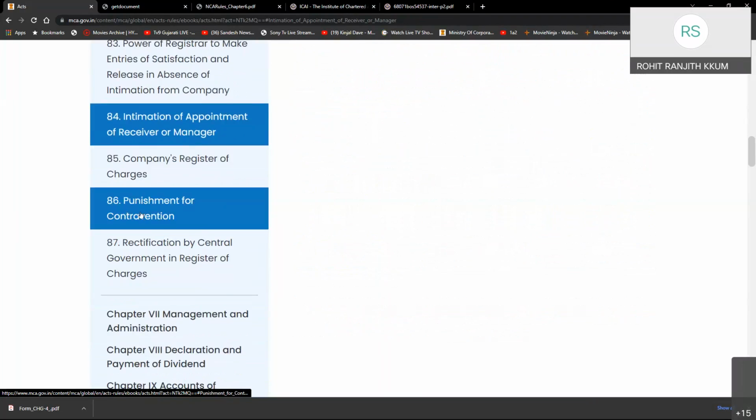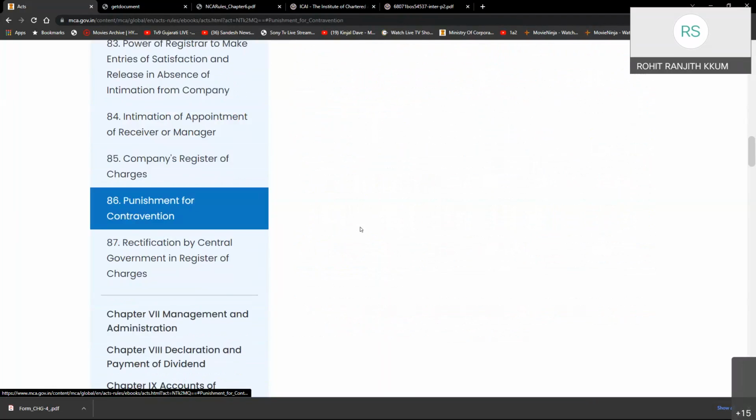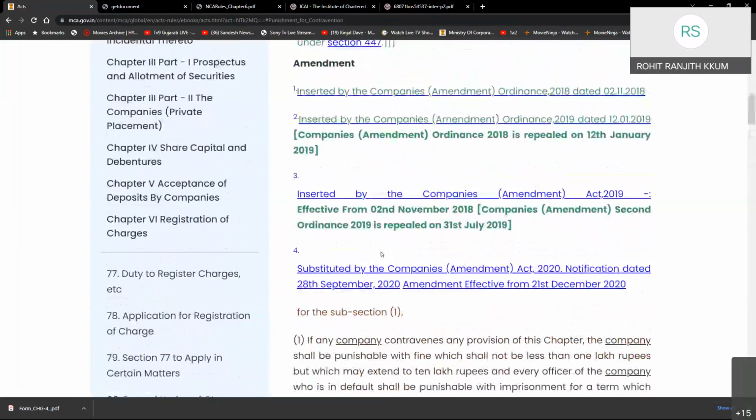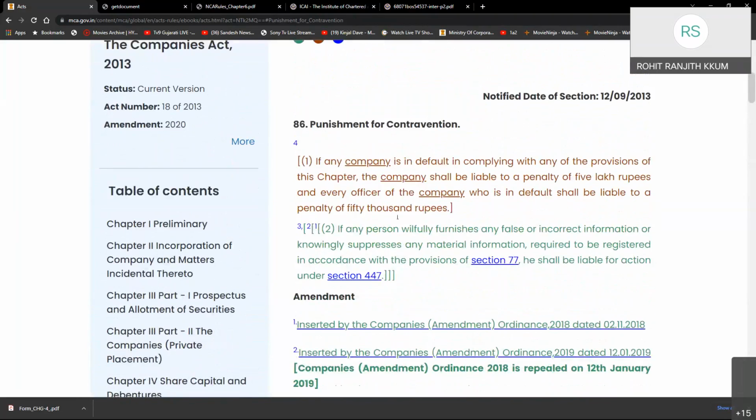First is punishment for the contravention. Look, I will not tell you the punishment provision. I just want to give you the time to please read it. What is the punishment? If any company is in default of complying with any of the provisions of this chapter, the company shall be liable to a penalty of 5 lakh rupees, and every officer of the company who is in default shall be liable to a penalty of 50,000 rupees each.